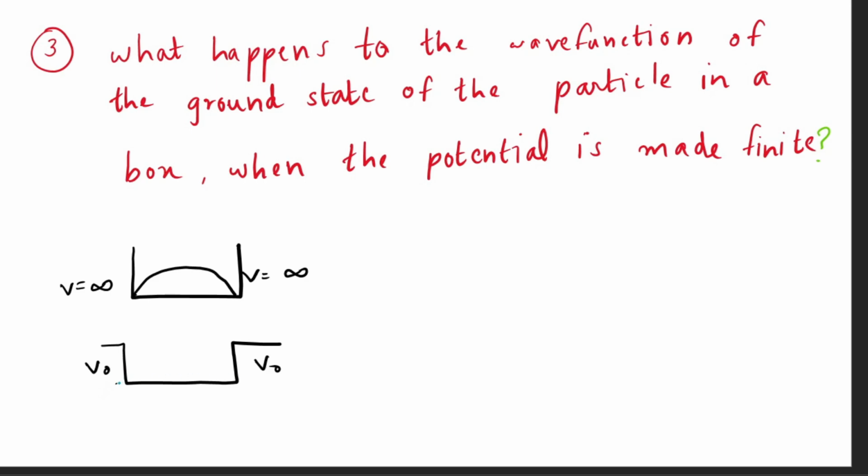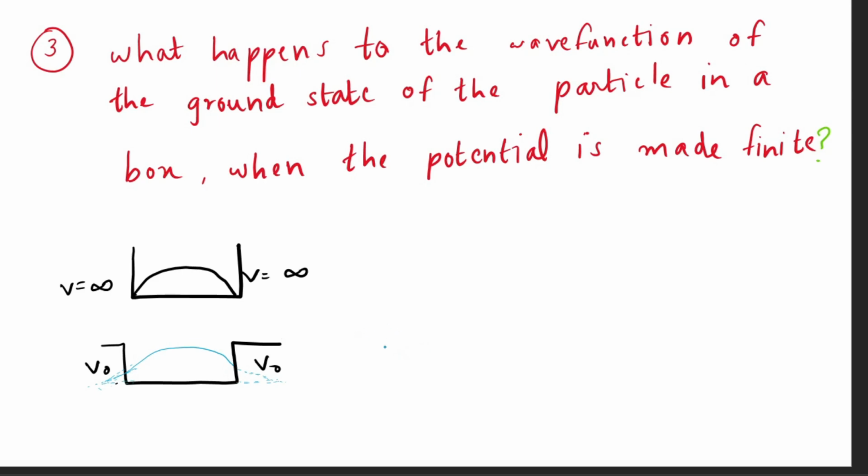forbidden region, like this. It tails into the forbidden region, which means at these positions, within the region where the potential is finite V0, there is a finite probability to see the particle. So you have to say it like this.